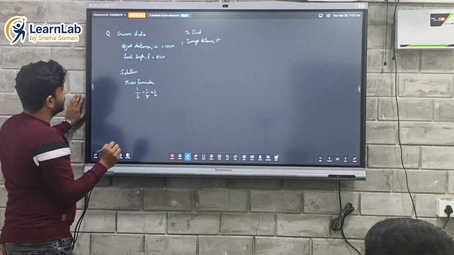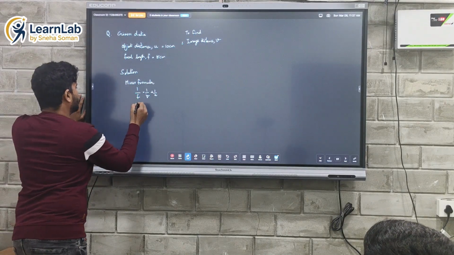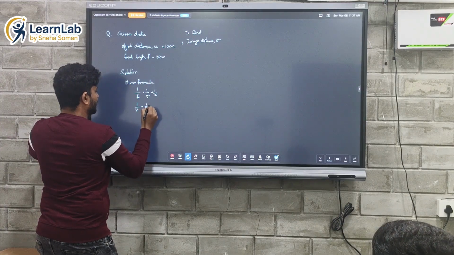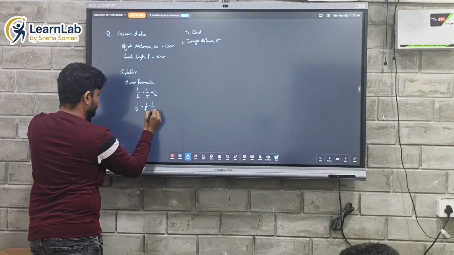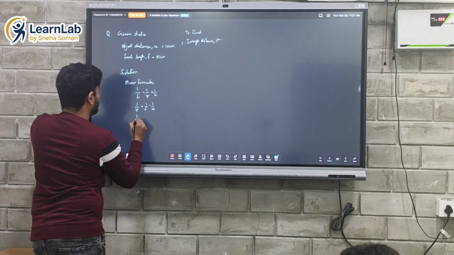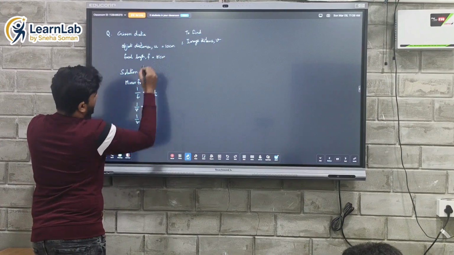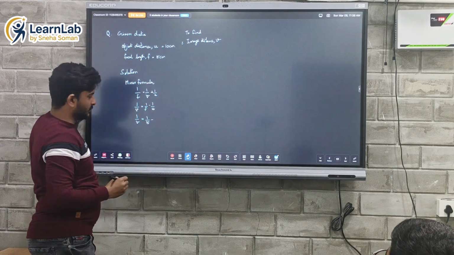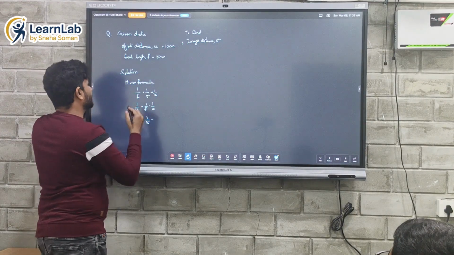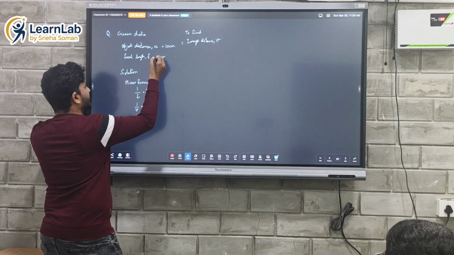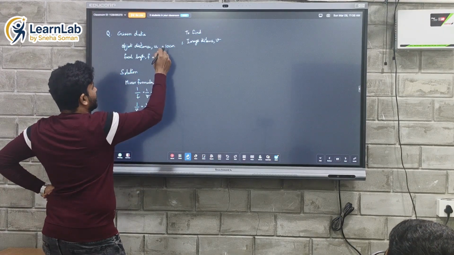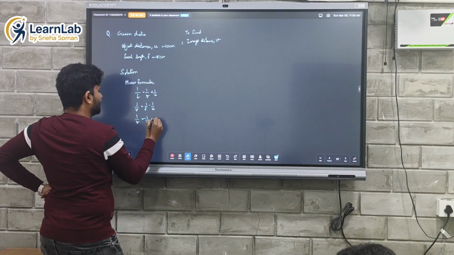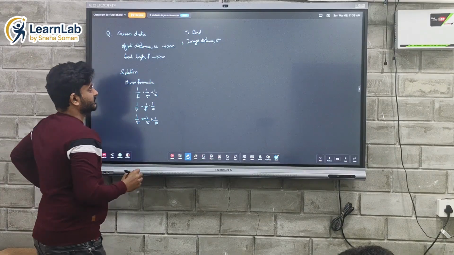Okay, next. I'll put all the terms. We'll bring this 1 by U to this side. So 1 by V becomes 1 by F minus 1 by U. Right? Now 1 by V is equal to 1 by 15. Which one? Yeah, I was waiting for that. You made a mistake again. Focal length is minus. So now this becomes 1 by minus 1 by 15 plus 1 by 10, right?